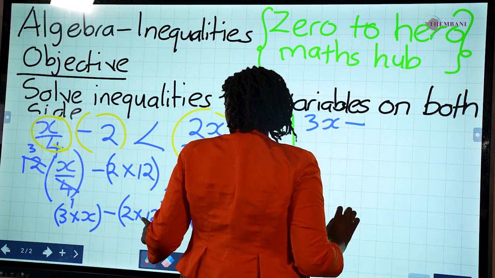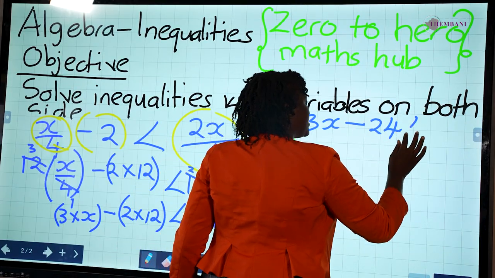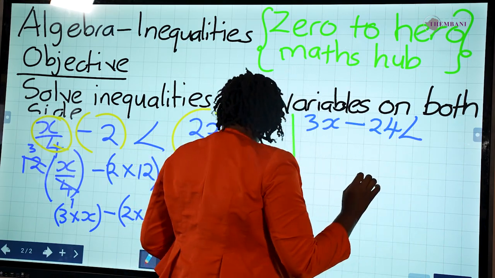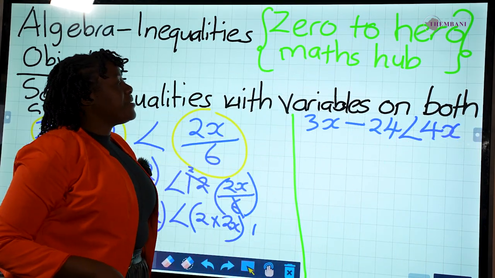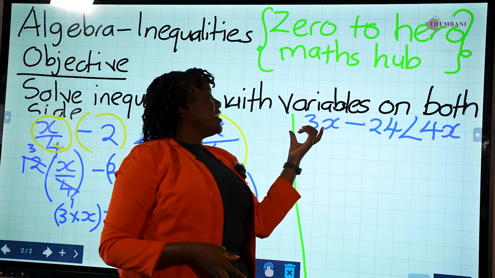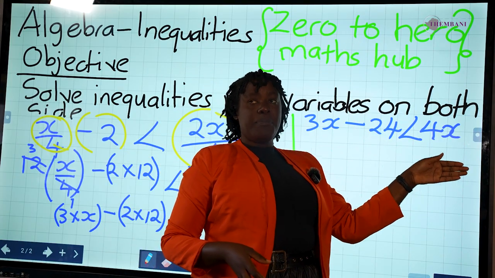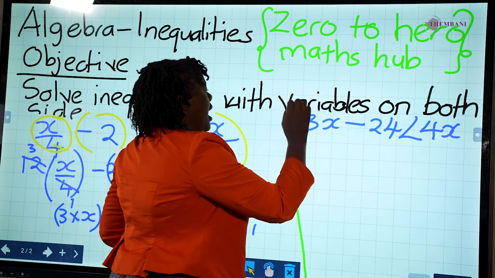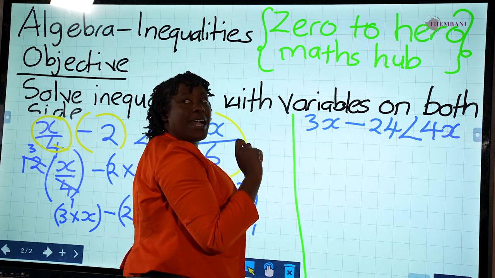minus 2 multiplied by 12 is going to give me 24. And I'm saying this is less than 2 multiplied by 2x is going to give me a 4x. So from there, I'm going to do the same thing that I've been doing, grouping like and unlike terms. So this variable 3x, I have to move it to that side because they have like terms in the sense that they both have x. So if I move it across that side, it's going to change its sign. It was positive, so it becomes negative.